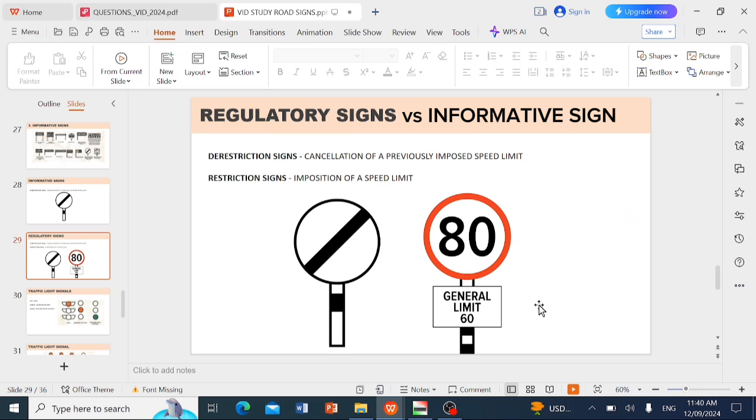So these signs are exactly the opposite. This sign here that you see with the red restricted the driver to 80 kilometers per hour. Now this sign will tell the driver that the speed of 80 kilometers per hour, we have now cancelled it. So this sign is of an informative nature. This sign is of a restrictive, regulatory nature. That's why this sign is in the regulatory class and this sign is in the informative class. Well guys, that's it on informative signs.